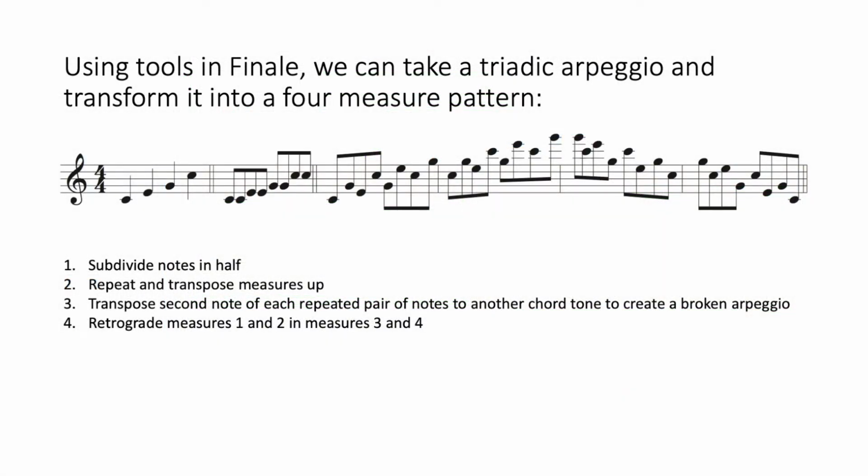We can also use tools in Finale to create different patterns. For instance, we can take a triadic arpeggio and transform it into a 4-measure pattern. Subdivide the notes, repeat and transpose the measures, transpose the second note of each repeated pair of notes individually to create a broken triad pattern, and then retrograde measures 1 and 2 in measures 3 and 4.